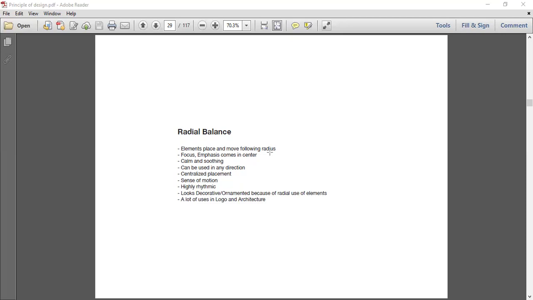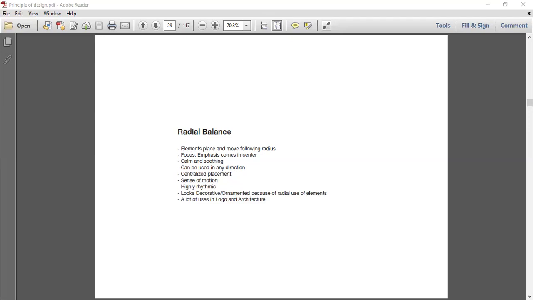A centralized placement gives a sense of motion. Since things are revolving around that central point, there is a feeling of motion being generated. It is highly rhythmic, as the whole set of things look similar and revolve around that one point. It looks decorative and ornamented because of the radial use of elements. There is a lot of use in logos and architecture. The most important factor is logo; in logos, you will see a lot of use of radial balance.